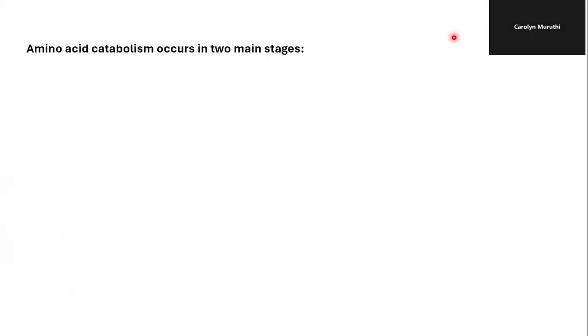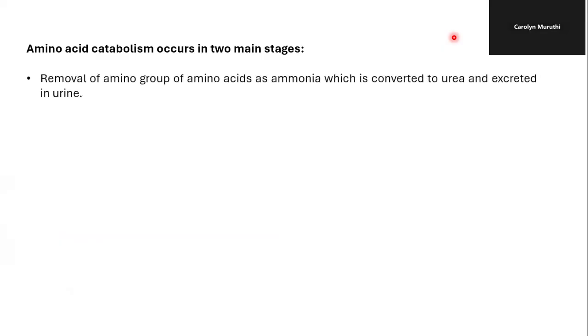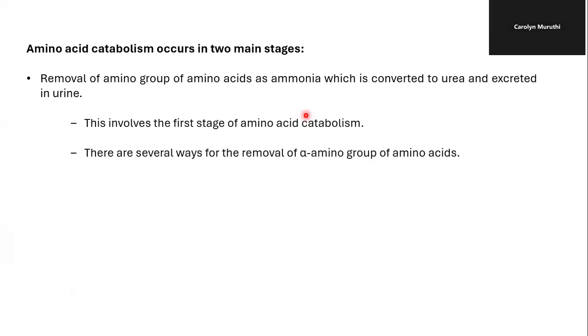So let us look at that in detail, the breakdown of amino acid. And this occurs in two main stages. We have one, removal of the amino group of amino acid as ammonia, which you will see is converted to urea and excreted as urine. And this involves 2 or 3 different ways of removing the alpha amino group.